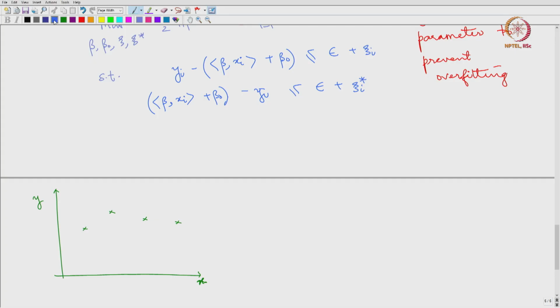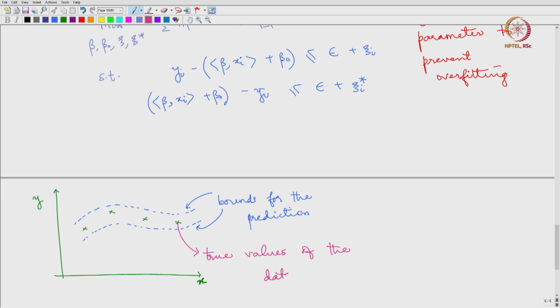So let us say that this is the function that we are trying to predict, and you have to bound the prediction from both sides, right. These are the actual data points. So now you are saying that your prediction cannot be higher than this particular value and it cannot be lower than this particular value, which I am drawing with these dashed black lines. So this represents the bounds for the prediction, and the crosses, they are of course the true values of the target variable in the data points, right.